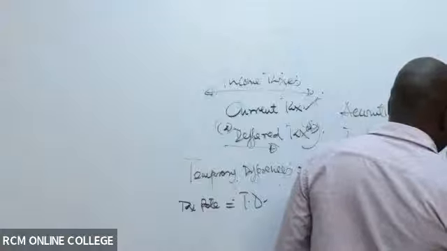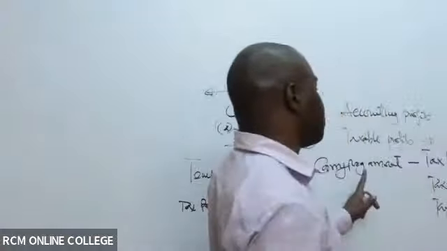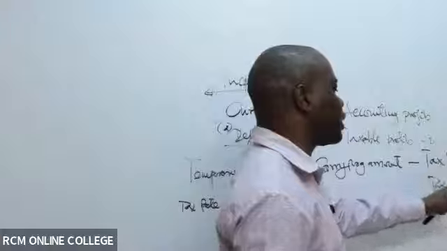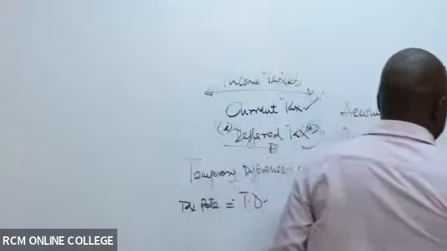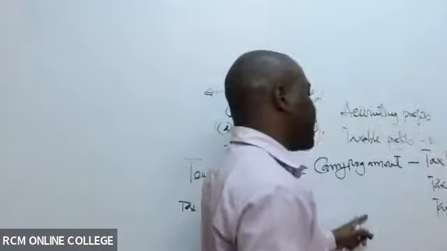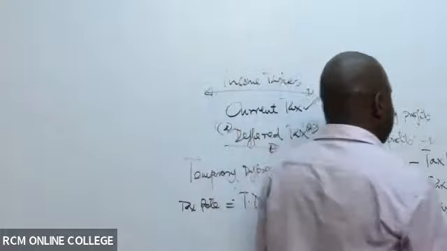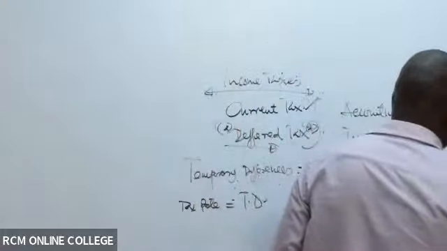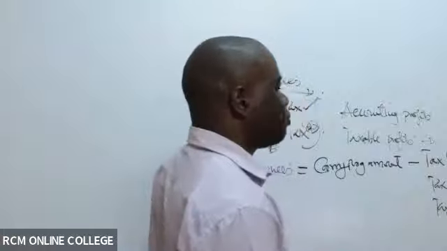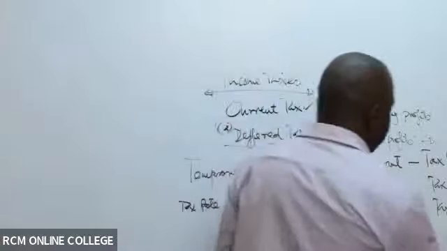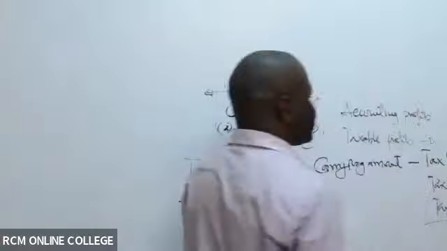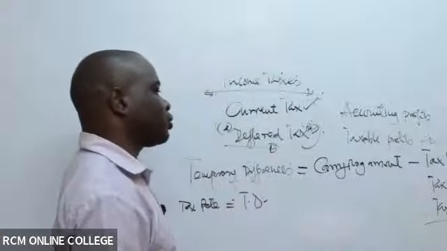When you get the difference between the two and you get a positive, that will be a tax liability. When you get a negative, or it is a deductible difference, then it will end up leading to a tax asset. So that is basically what we learned in our previous class.